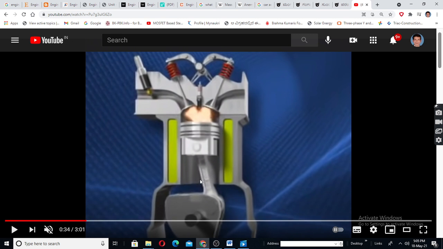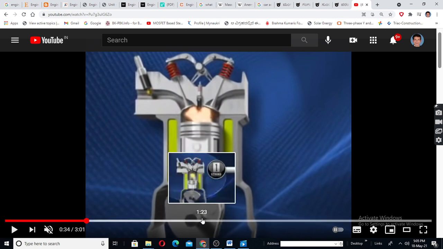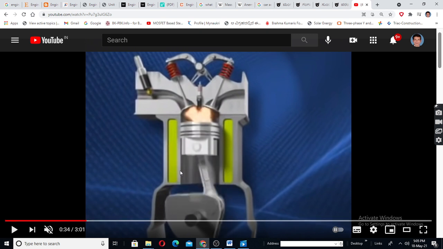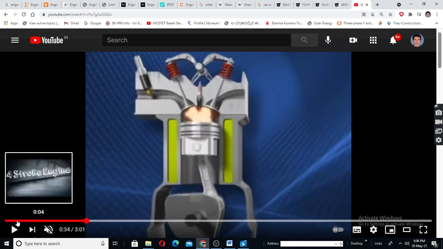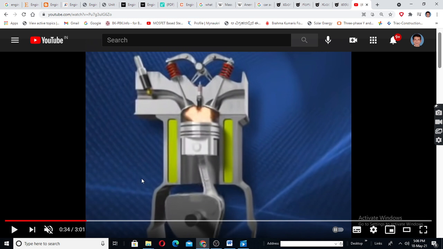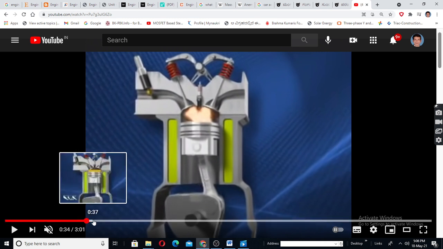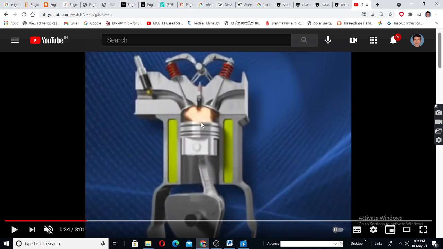So only during the starting time we need to give the pedal, that is, the first two strokes. After that, there is absolutely no need of the driver or the starting pedal. In the case of a car, instead of the pedal, a motor is used, the starting motor. Okay. See, now the third stroke is coming down.